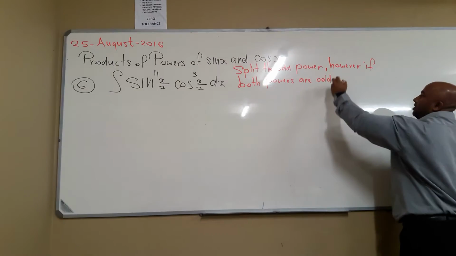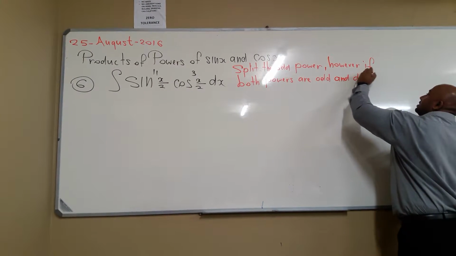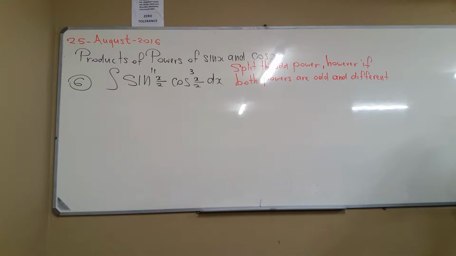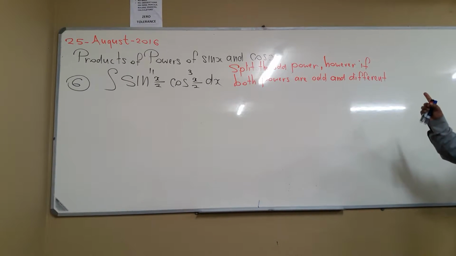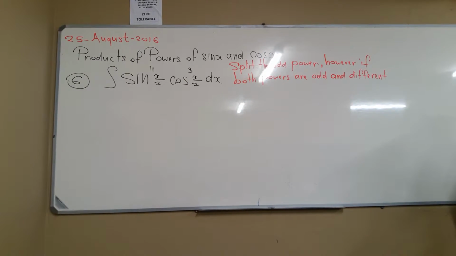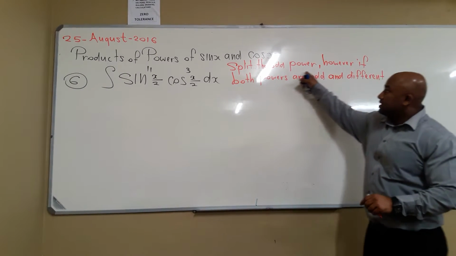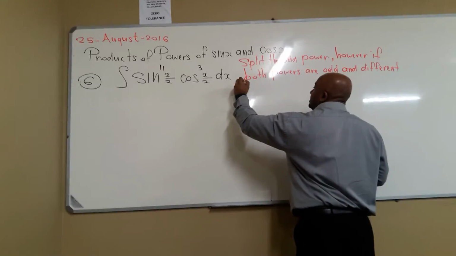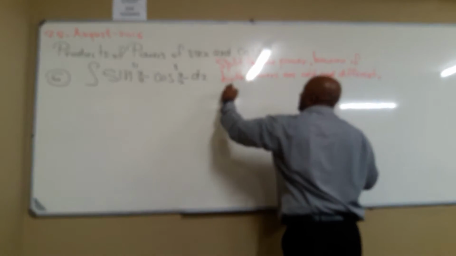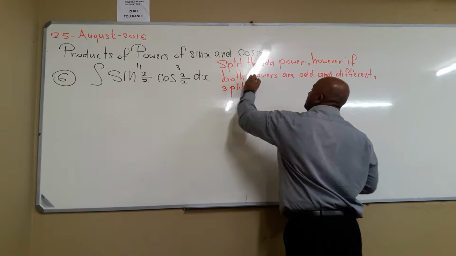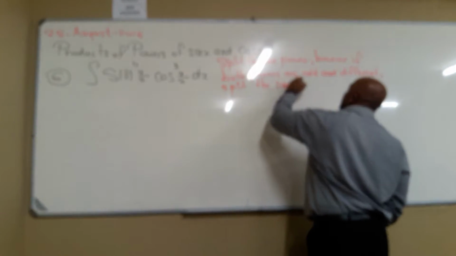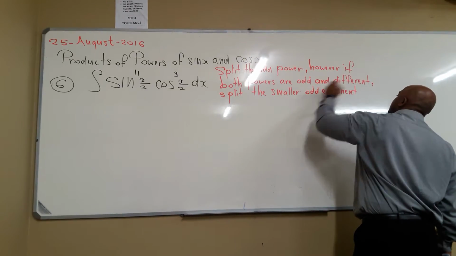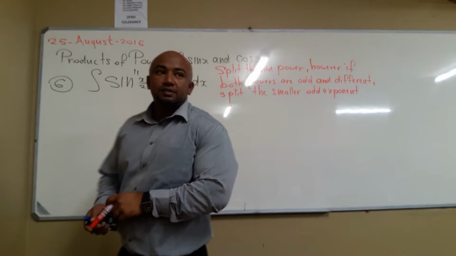However, if both powers are odd and different, and when I say odd and different, I mean like what we have here, 11 and 3, not 11 and 11 or 3 and 3. That's a different technique altogether. Right, so we split the odd power. However, if both powers are odd and different, you split the smaller odd power. Alright, you need to remember that.